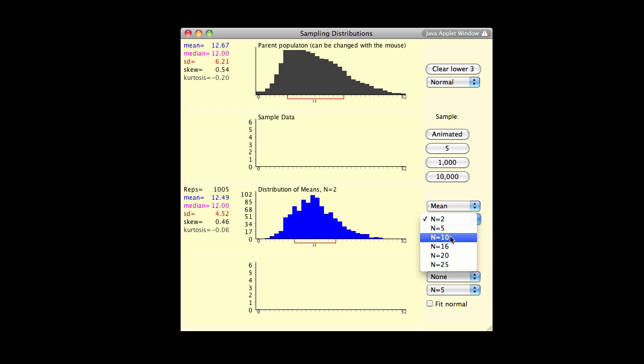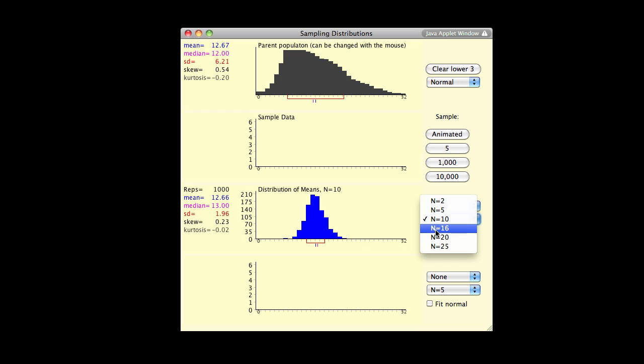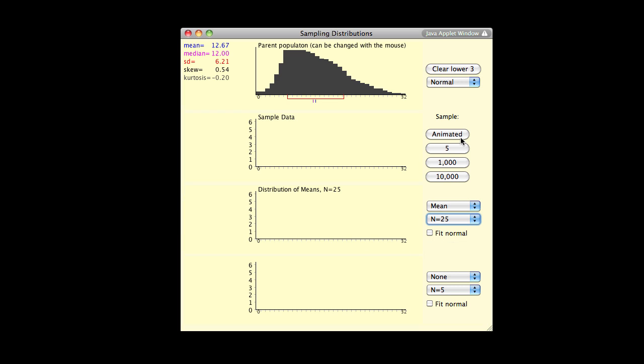So let's go with an n equal to 10. Remember, we talked about a sample size of 30. So we'll just do 1,000 again. And now we see that it's starting to get closer with an n of 10. The mean and median are getting closer. It looks more like the bell-shaped curve. Let's increase that again. Let's go up to 25. And we'll do 1,000. And we'll do 1,000 more.